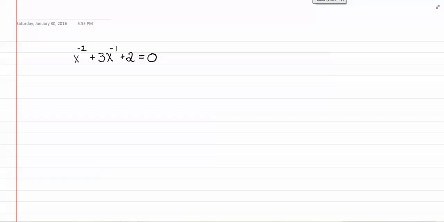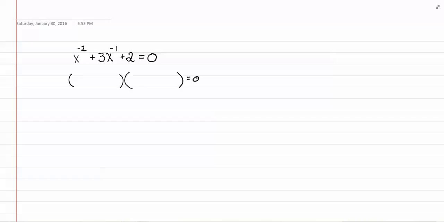The problem here is a quadratic type equation, and I can tell that because I see the three terms, and more importantly, if I double the middle power, I get the first power back. So if I multiply -1 times 2, I get -2. That's your telltale sign that you have a quadratic type equation. Since it's a quadratic type equation, I'm going to try to solve it by factoring.